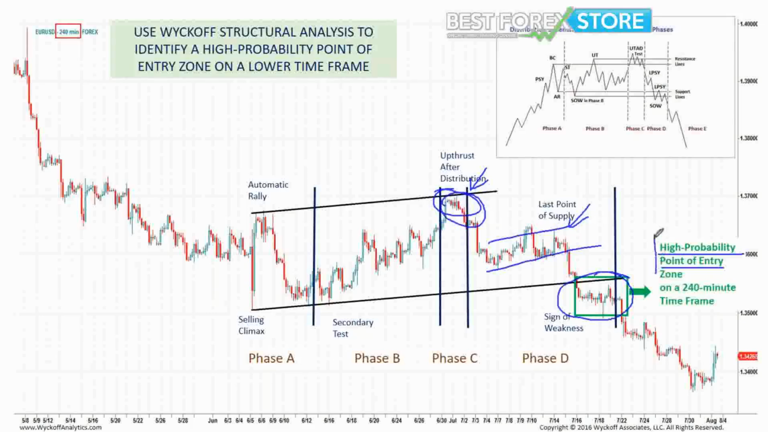I'm concentrating only on the high probability points of entry, so usually those are going to be after the commitment to the downside, after the failed attempt to go in the counter move, and then the failure of that move. So those are the high probability trades for me.